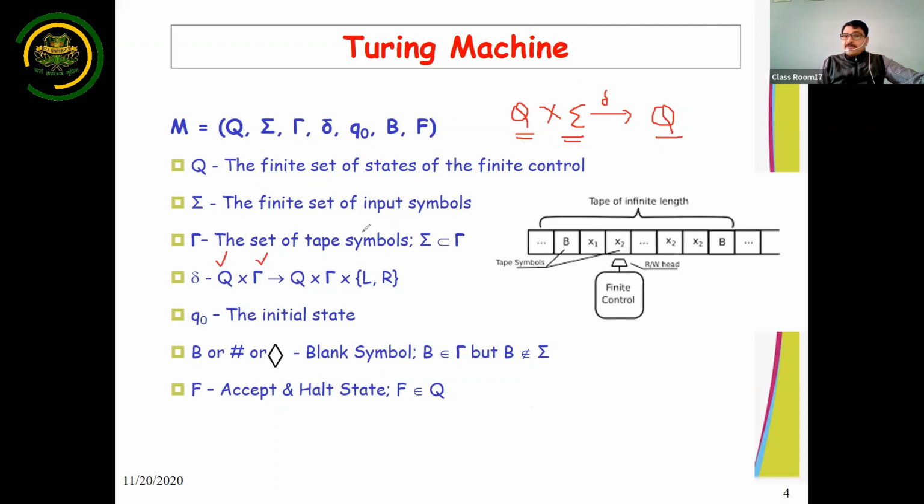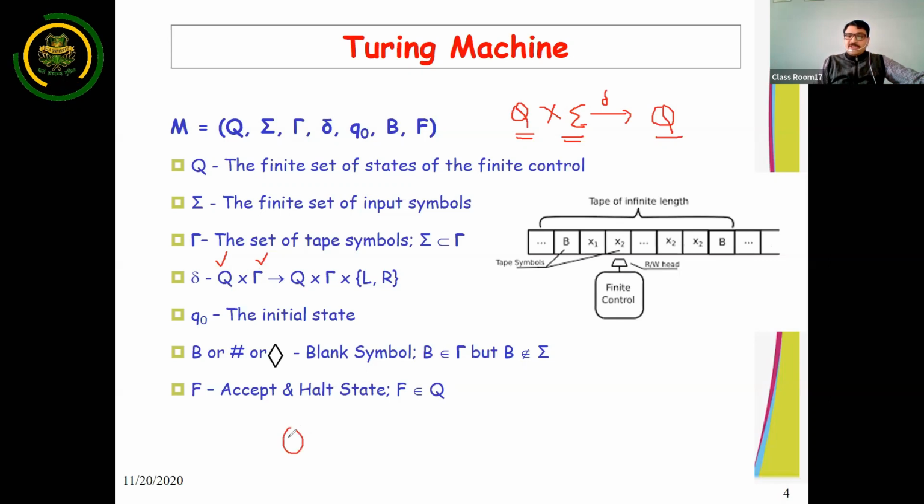So here you are not required to use sigma, right? Because sigma is the input alphabet. But here the head can read any symbol, maybe the input symbol, or the blank symbol, or another symbol that you have written on the tape. So ultimately, what is tau? Tau is the tape symbol. Anything written on the tape falls under the category of tau. That's why we write tau here.